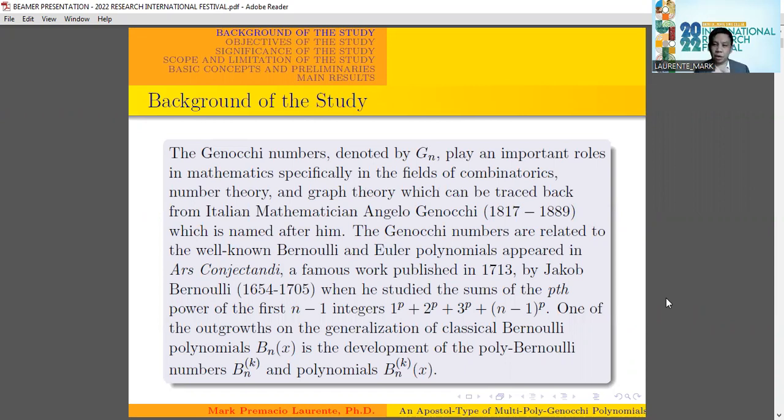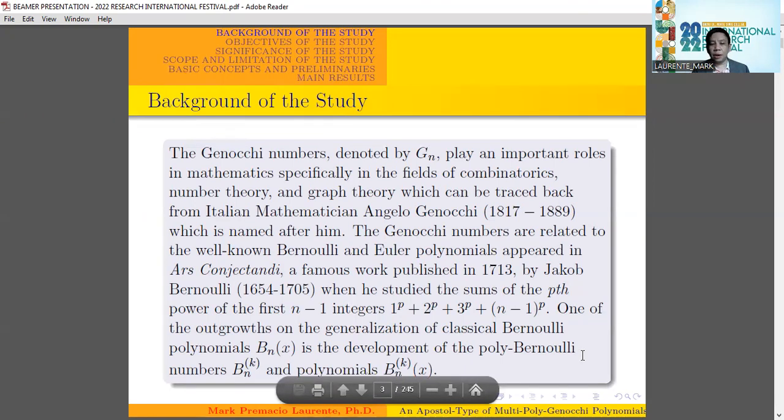It started with the Bernoulli and Euler numbers because they are related. That's why mathematicians and other researchers are really working on this type of number and polynomial. Basing from this, we have the conjecture, published in 1713.